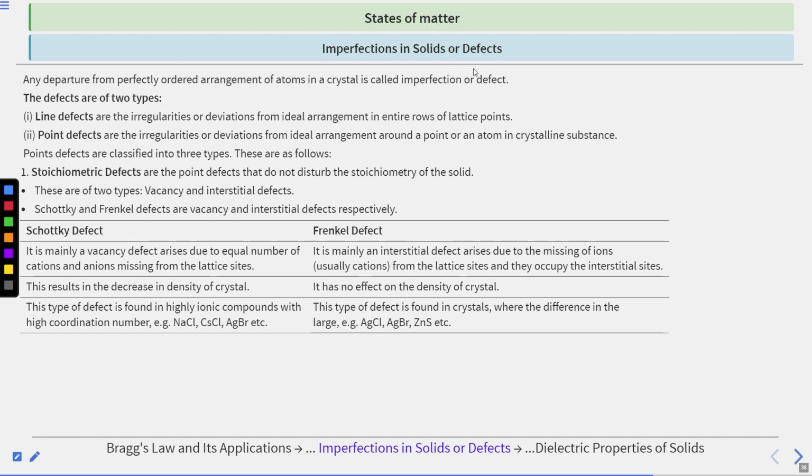Imperfections in solids or defects. Any departure from the perfectly ordered arrangement of atoms in a crystal is an imperfection or defect. Defects are of two types: line defects and point defects. Point defects are classified into three types: stoichiometric defects, and stoichiometric defects are also classified into two types: vacancy and interstitial defects. Schottky and Frenkel defects are vacancy and interstitial defects. So here is the table giving the Schottky defect and Frenkel defect explanation, properties, and some examples.